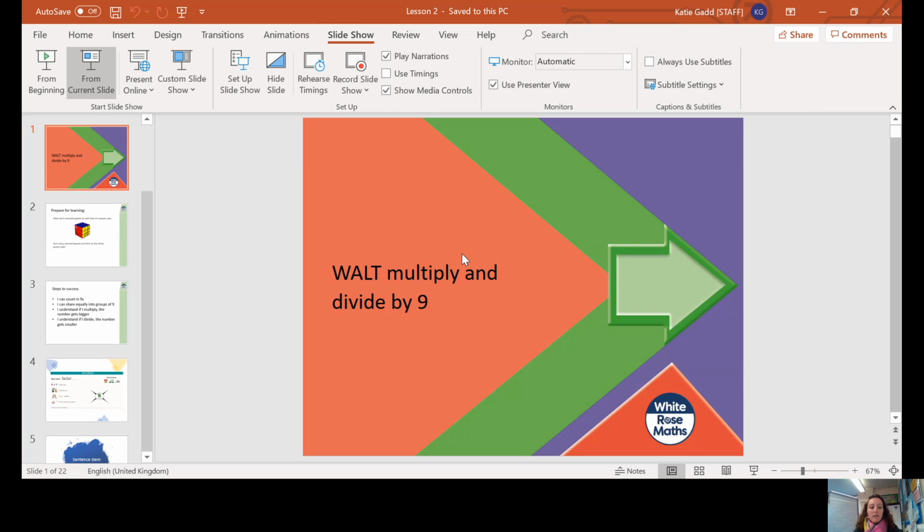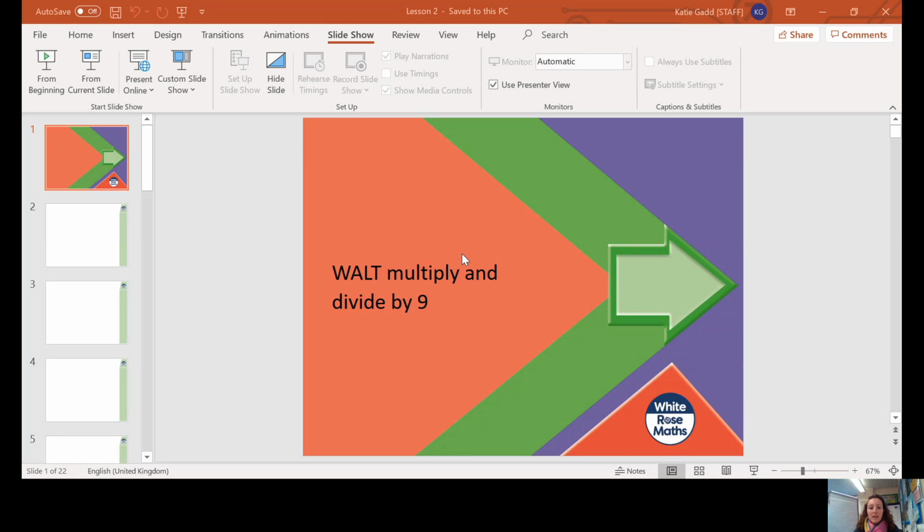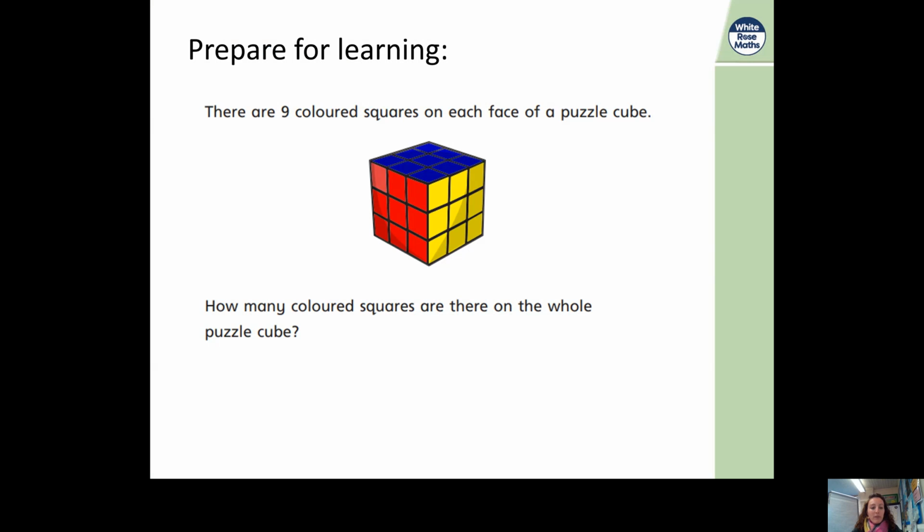So today we are going to be multiplying and dividing by 9. So for your Prepare for Learning, I would like you to have a go at this question. There are 9 coloured squares on each face of a puzzle cube. How many squares are there on the whole puzzle cube? I'll read it one more time and then you're going to have a go. There are 9 coloured squares on each face of a puzzle cube. How many coloured squares are there on the whole puzzle cube? So pause the video and have a go.